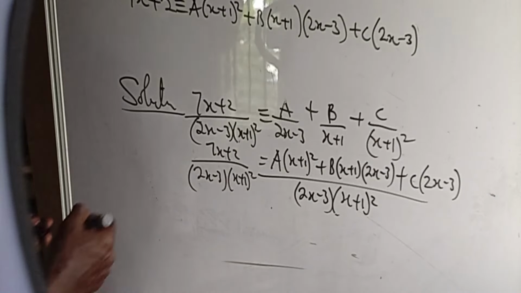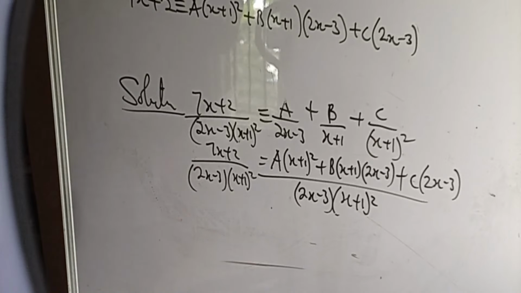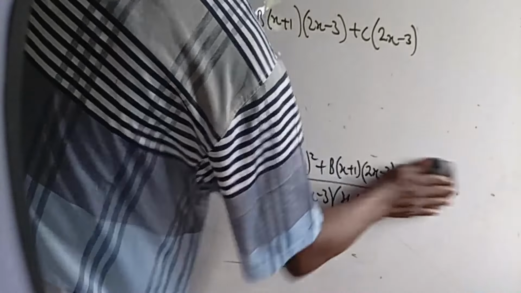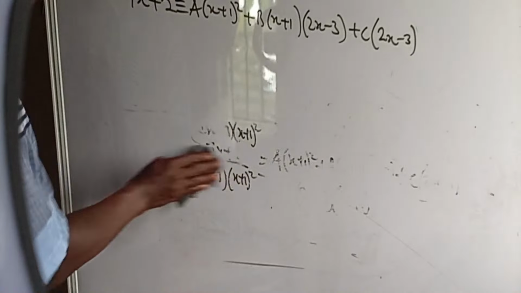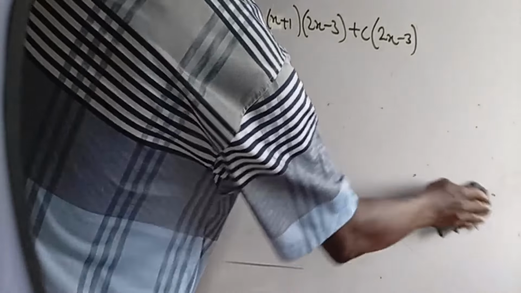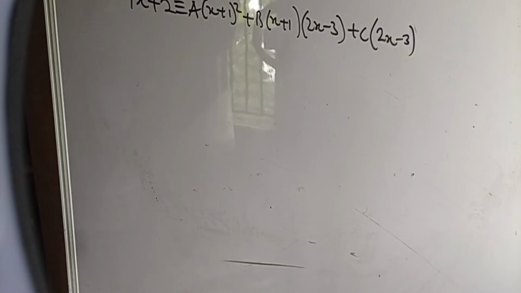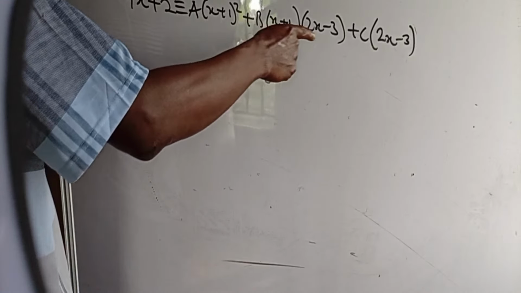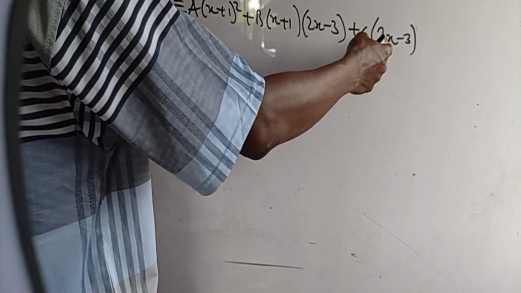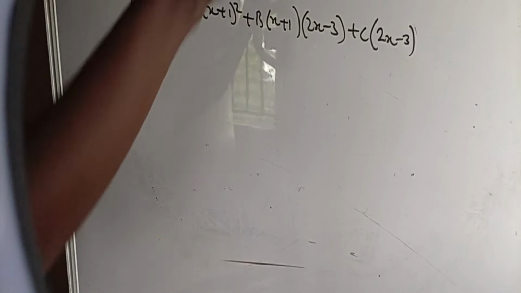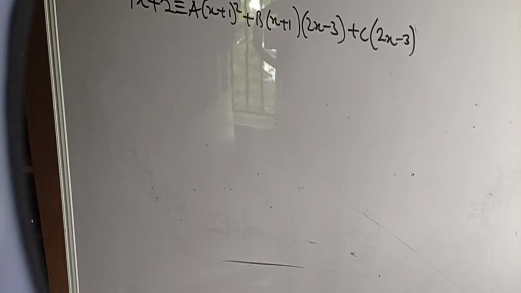Okay. Now, let's look at how we can eliminate A, B, and C. We can use the cover-up method, but its application is limited here. So it would be better to use the general expansion method. Although B will be eliminated here and C will be eliminated here, you still remain with this. So let's just use the direct method so as not to have issues.